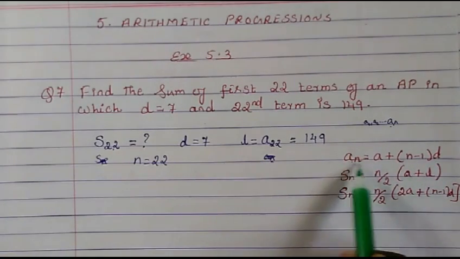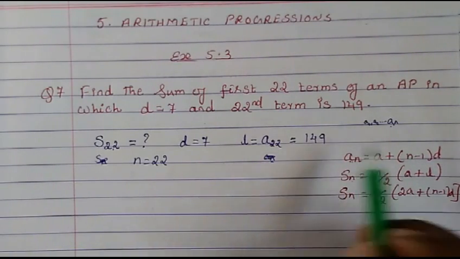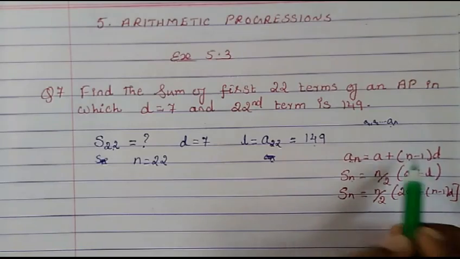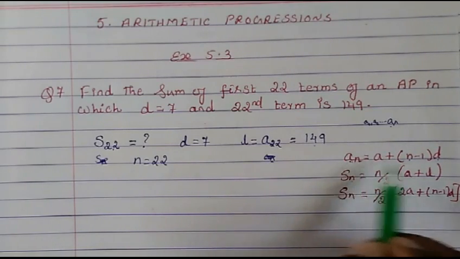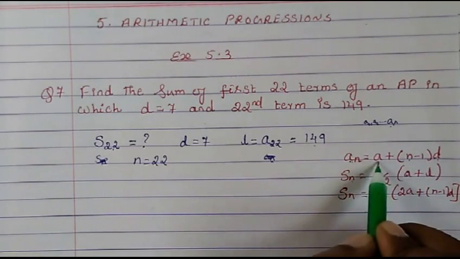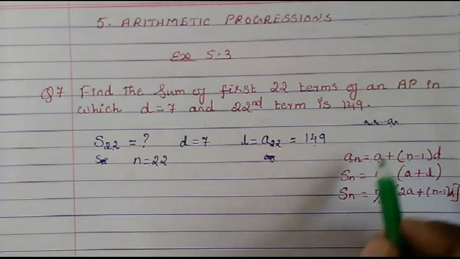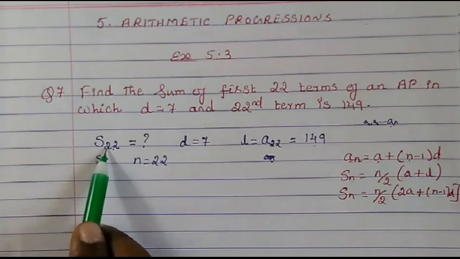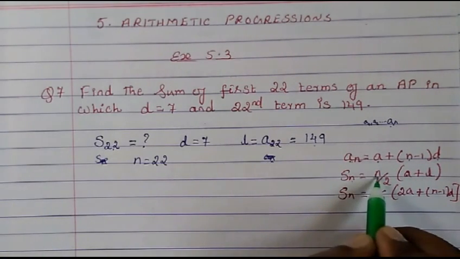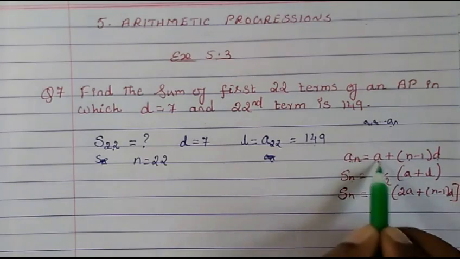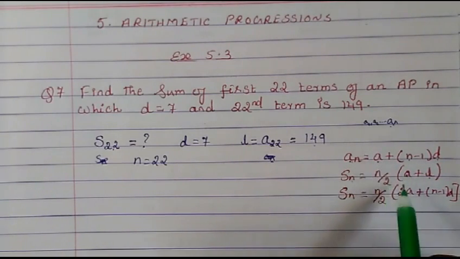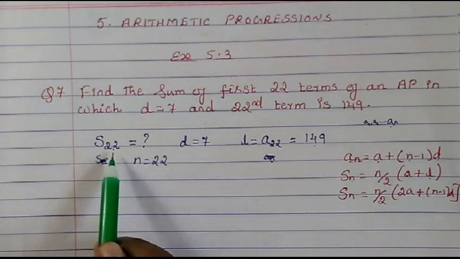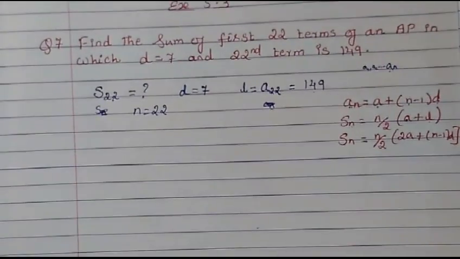Now what do we have to find out? We know the AN value, that is 149. We know the N value, that is 22. We know the D value, that is 7. So we know AN, N and D. What we have to find out is A. If we know A, then we can find out Sn, because we know the N value. We will find the A value from this formula, and the L value we know already. So let's find the A value, then we can use any of these formulas and find the sum of 22 terms. I hope it is clear to you.